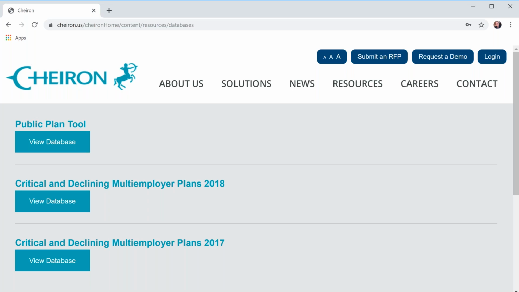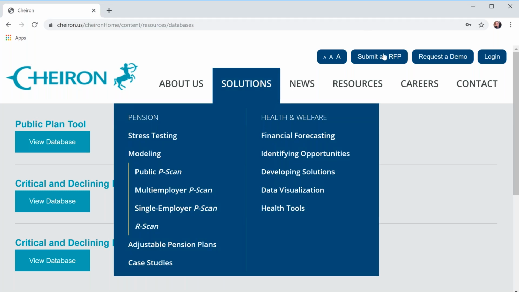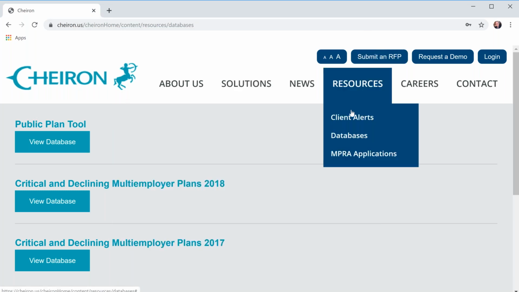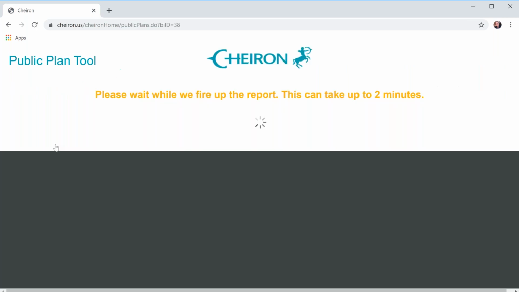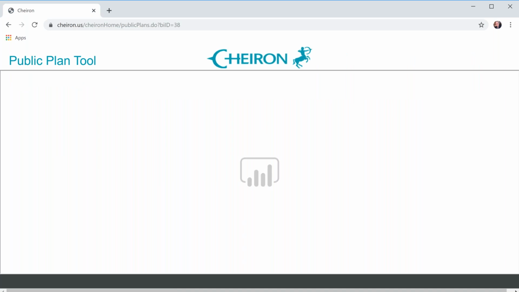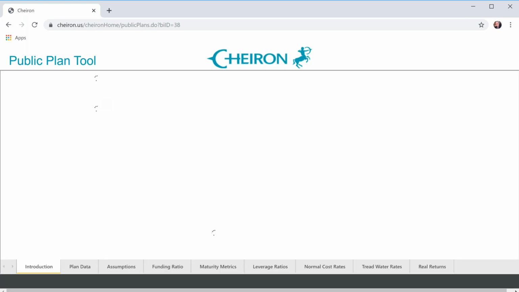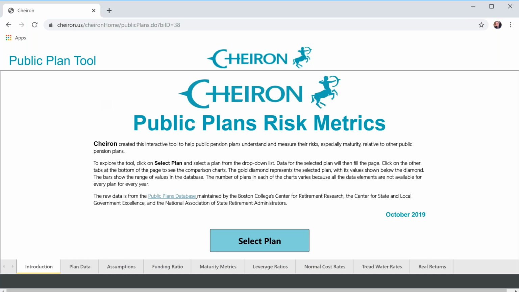You can find the tool on our website, www.cheiron.us, under Resources, and that's hopefully the screen you're looking at. Under Resources, you'll see Databases. Under Databases, it'll take you to three databases, but you can click on the first one, and that is the public plan database. It takes a bit to load. You can also find the tool on the NASRA website under Research Center in Selected Industry Resource and Reports.